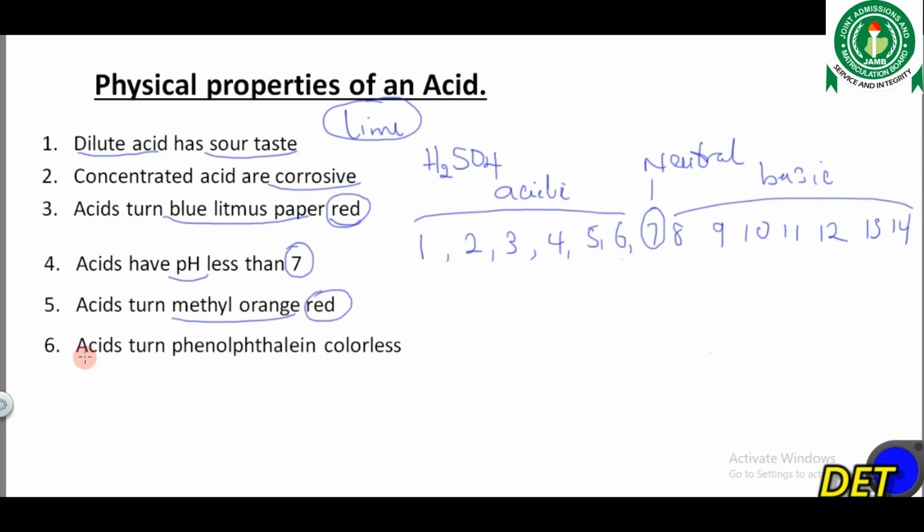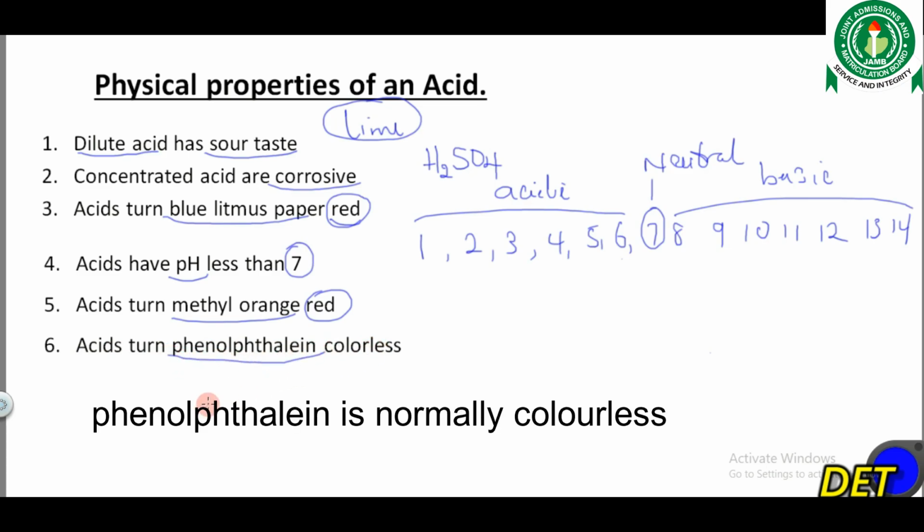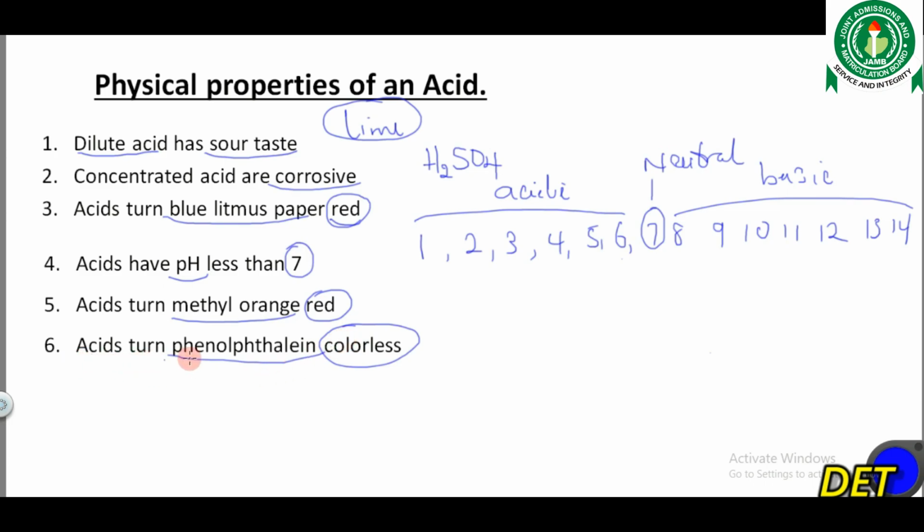Then the last property of an acid is that acids turn phenolphthalein colorless. This is also an indicator, right? They turn it into a colorless solution. This is very important as well. So these are the basic physical properties of an acid that you should know.